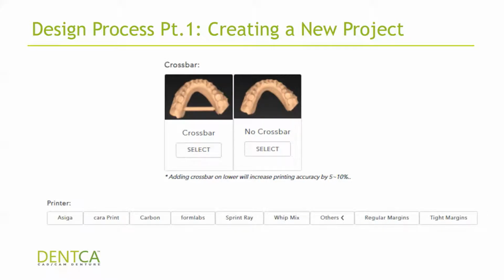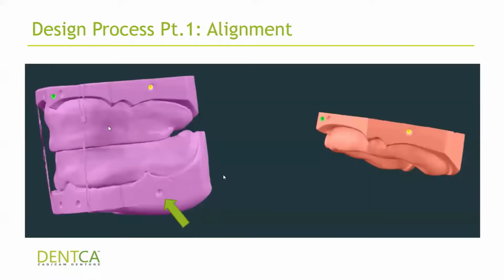That's only if you really want it. It only increases it by 5 to 10%, and then you're going to select the printer. So that is going to take you to the next step. On the next step, we're going to be working on alignment. Basically, you have to select the same spots on the bite that you would select on the arch.